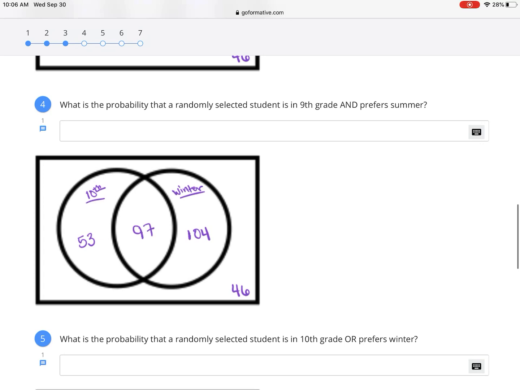Going on to number 4. What's the probability a randomly selected student is in the 9th grade and prefers summer? Okay, now we're talking about 9th grade and summer. So this number is not going to be, I can tell that it's the opposite of what the circles are. If my circles are 10th grade and winter, and we're talking about 9th grade and summer, I know it's the number in the corner. Okay, the 46 is the thing that is opposite of the circles. Okay, so that 46 is 9th grade and summer. So this one would be 46 out of 300.